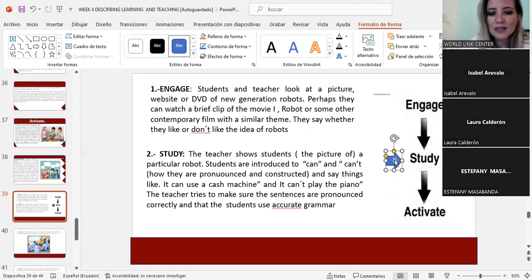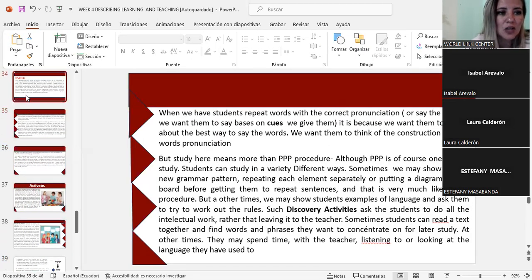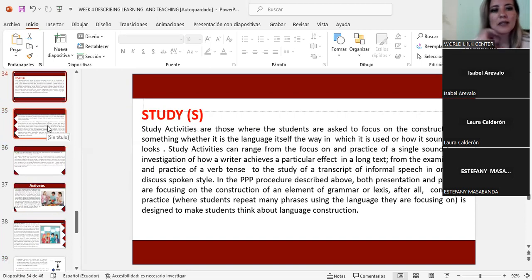A study is this phase where the teacher shows the students and you explain the topic, okay? Study activities are those where the students are asked to focus on the construction of something, whether it is the language itself, the way in which it is used, how it sounds and looks. Could you please, Laura, read a study? What is a study?